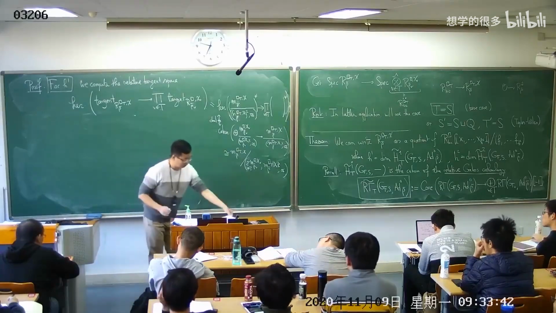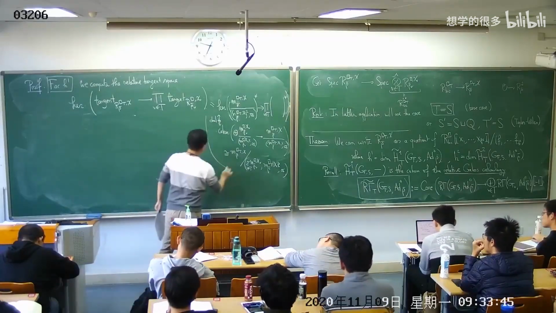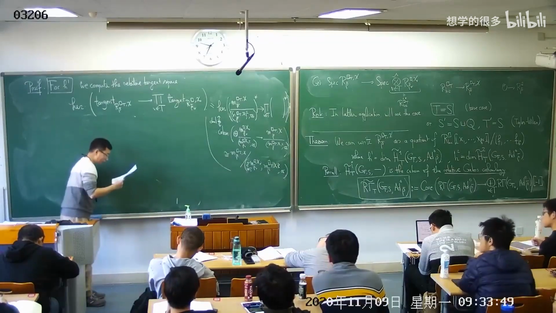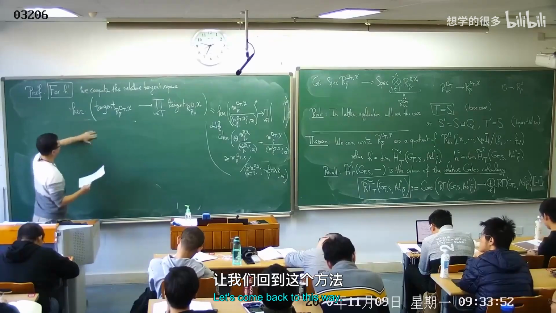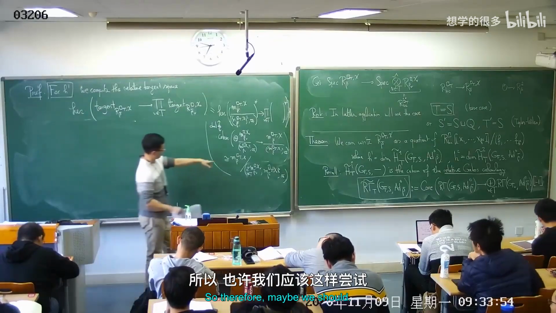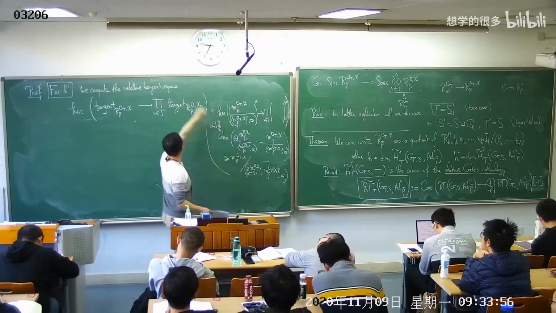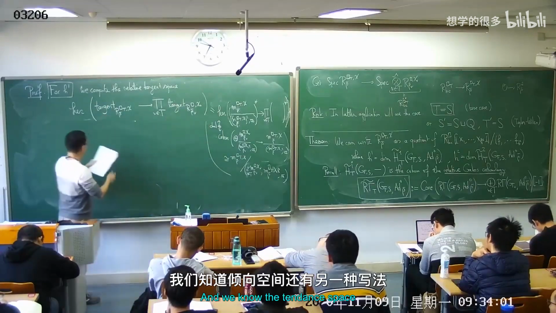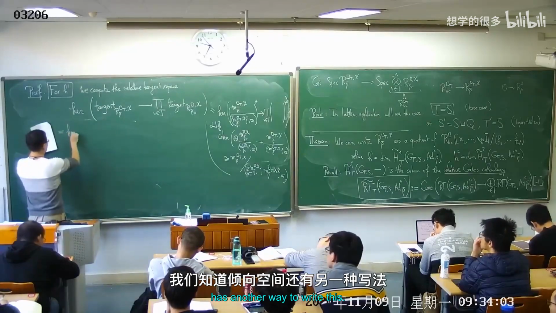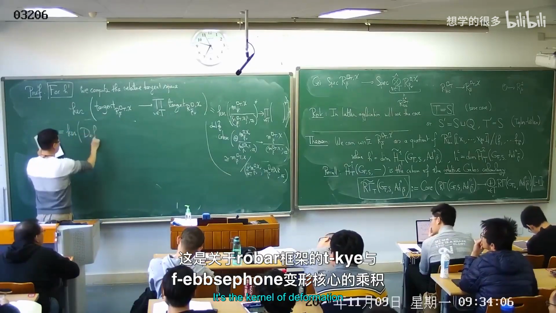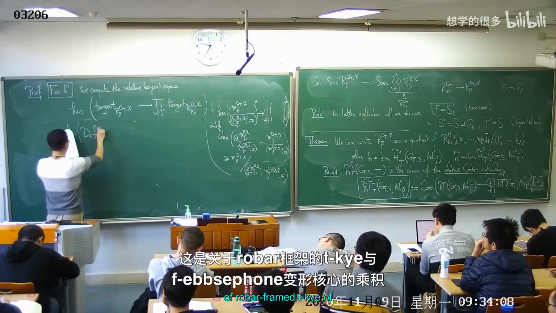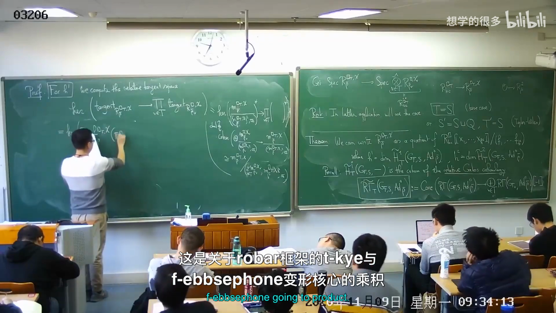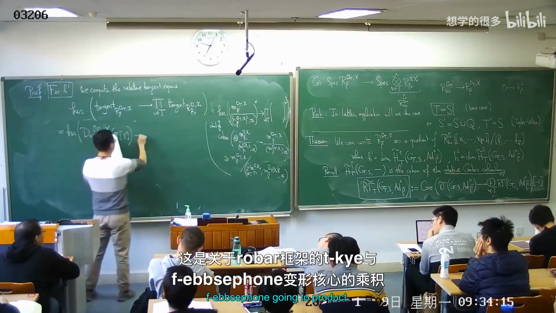Okay. Anyways. That's just sort of formal nonsense. Let's come back to this way. So maybe we should start using this and then dualize. And then we get to the kernel of this tangent space mapping to this tangent space. And we know the tangent space has another way to write it. It's the kernel of deformation of rho bar framed T chi of F epsilon going to the product.